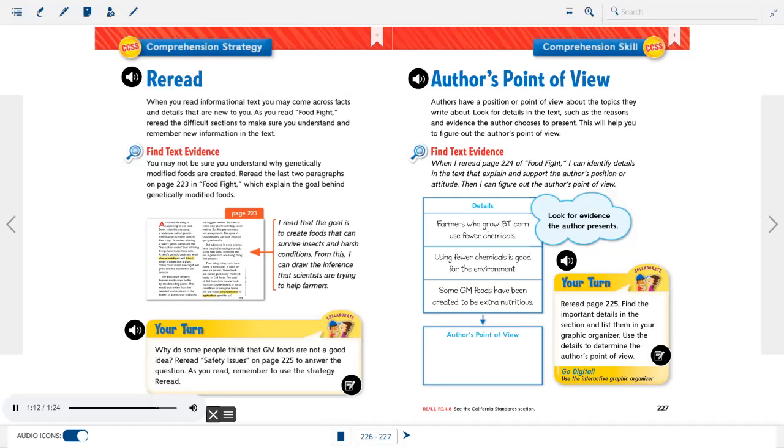I read that the goal is to create foods that can survive insects and harsh conditions. From this, I can draw the inference that scientists are trying to help farmers.